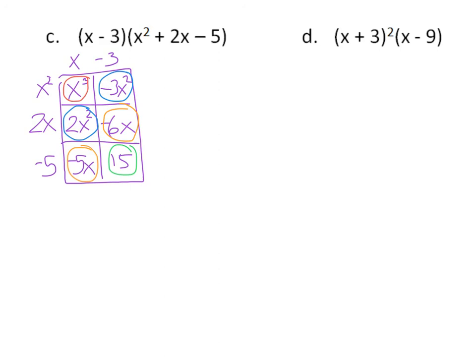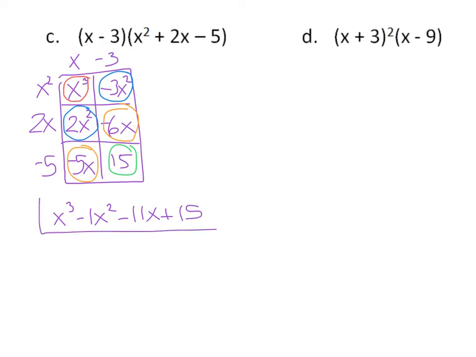And now we can simply write our final answer. So we've got an x to the 3rd right here. Then we've got a 2x squared and a negative 3x squared. If I combine those, I get negative 1x squared. The orange circled items, negative 6x and negative 5x, make negative 11x. And lastly, we have what's in green here, 15.